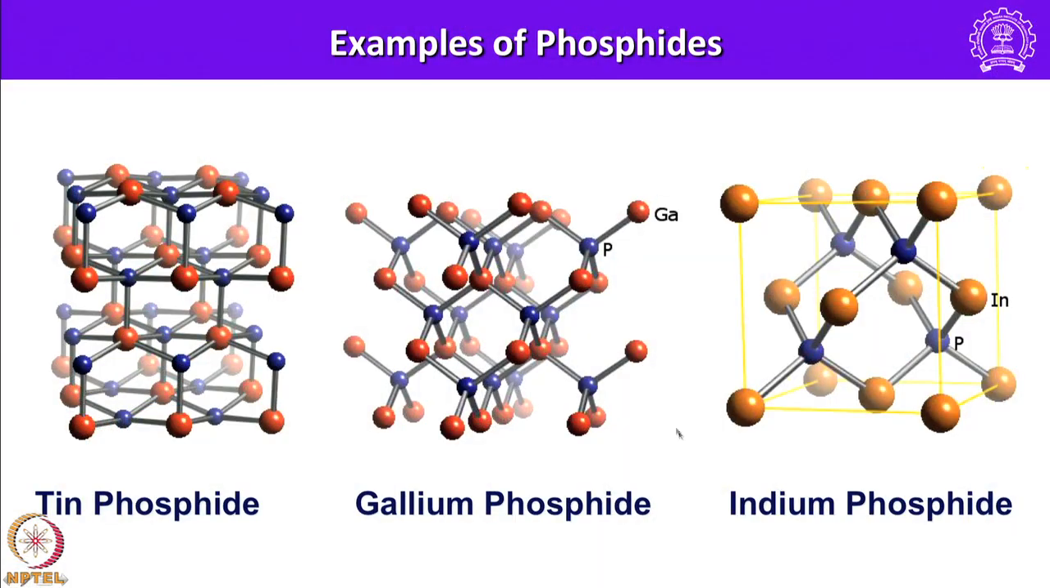This is a tin phosphide. You can see here the ratio is 1:1, and here we have gallium phosphide, and you can see the red ones are gallium and gray ones are phosphorus, and this is indium phosphide.